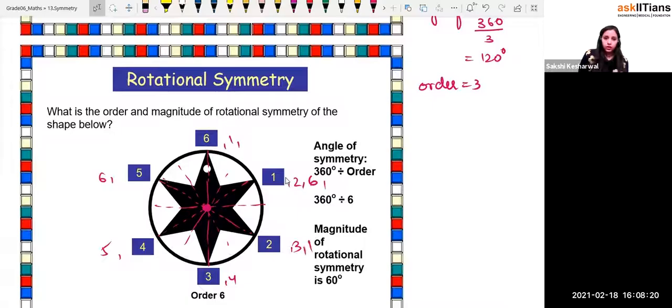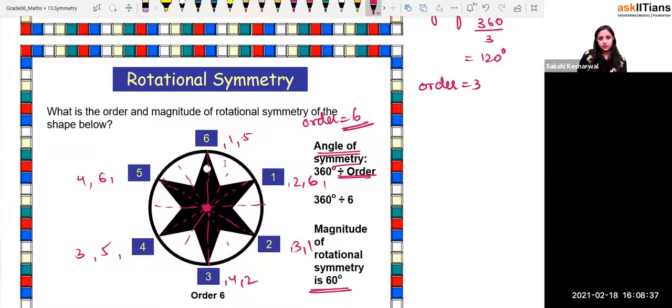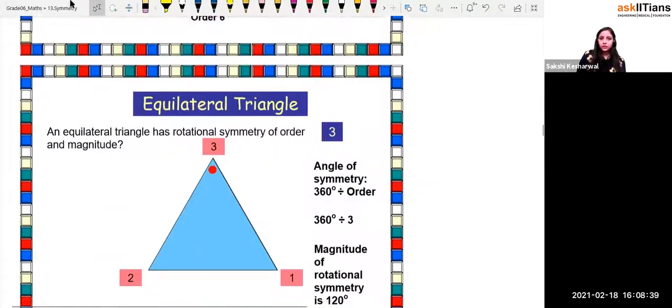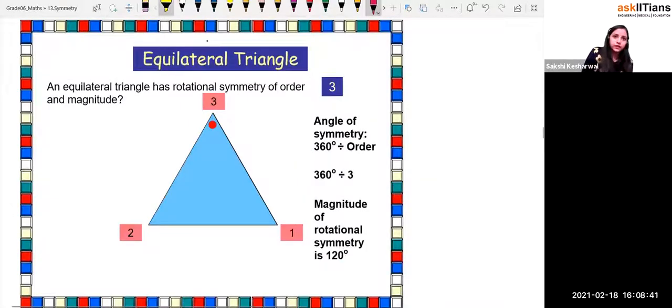This is going to be 1, this is going to be 2, this is going to be 3, this is going to be 4, this is going to be 5. So it's like this, the cycle will keep on going. So its order is going to be how much, beta? 6, right? Order is going to be 6, and the angle of symmetry is equal to what, beta? 360 divided by order, which is equal to what? 60 degrees, right?